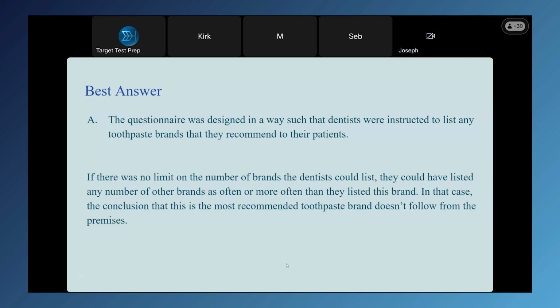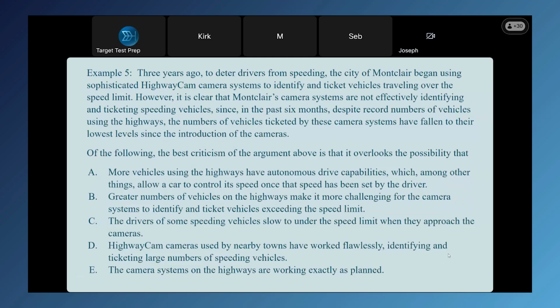All right, awesome. Here is this one. I'll open up the poll.